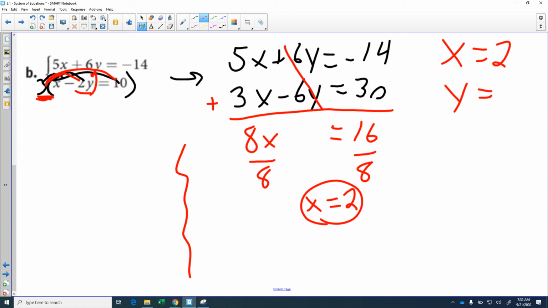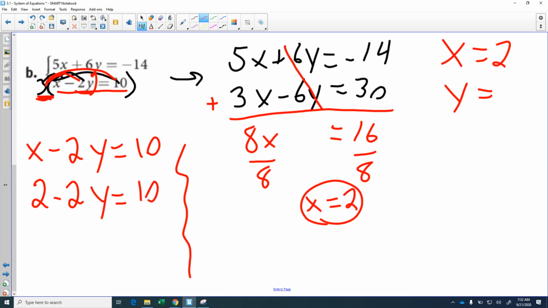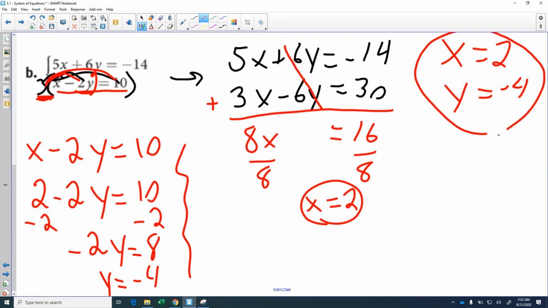Okay? To finish off my last step, I'm going to take that x equals 2 and plug it into the equation. I'll go ahead and use the bottom one, so I'll use this original bottom one here. x minus 2y equals 10. We know x is equal to 2, so we have 2 minus 2y equals 10. Subtract the 2 over because it's already a positive. Negative 2y equals 8. And then divide out negative 2 to get y equals negative 4. And once again, we have our two answers.